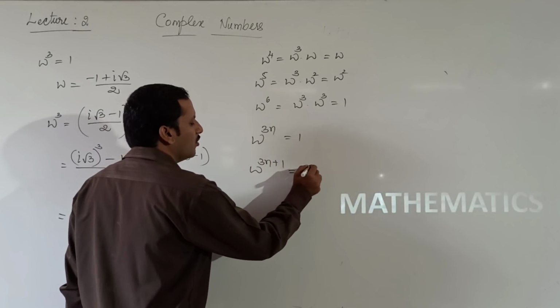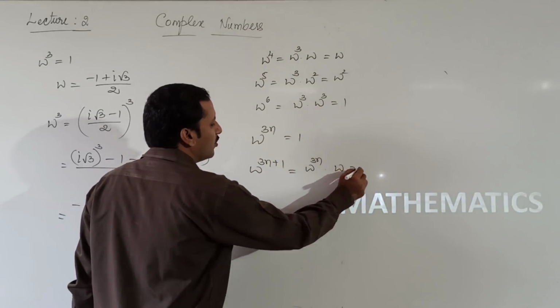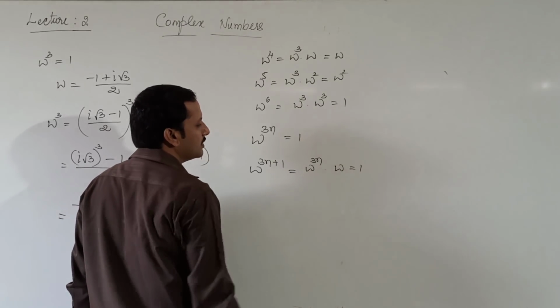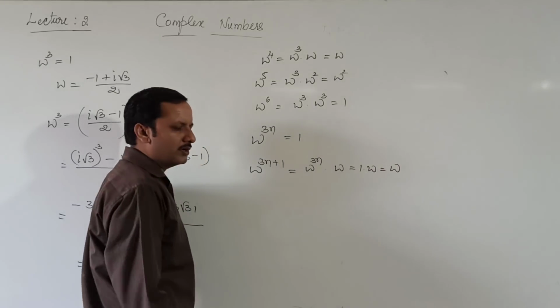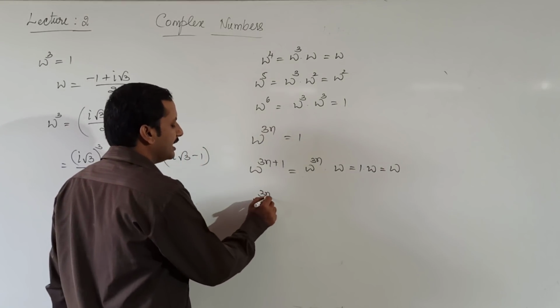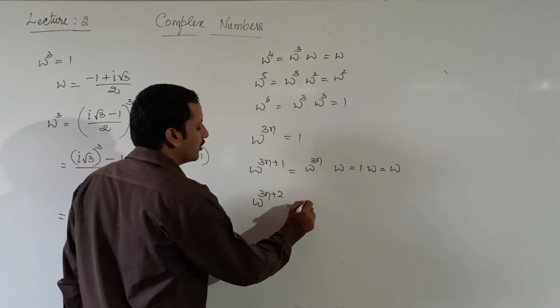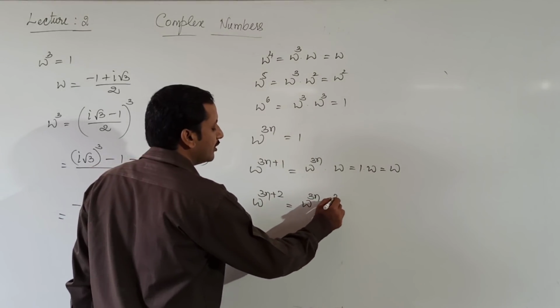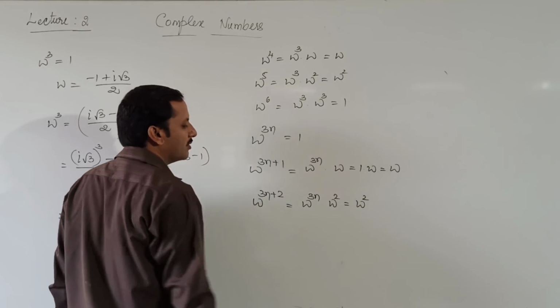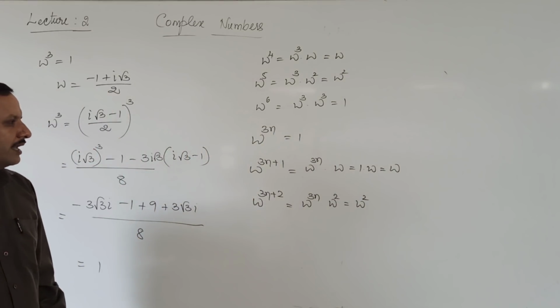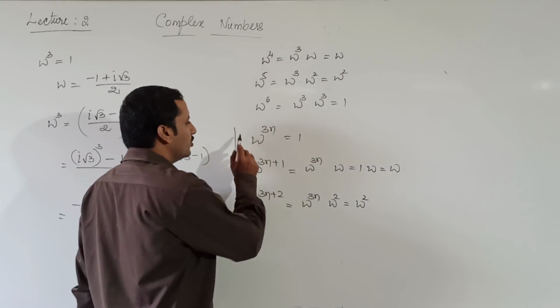Then what about omega power 3n plus 1? That's equal to omega power 3n into omega. Omega power 3n is 1, into omega, that's equal to omega. Then omega power 3n plus 2 is equal to omega power 3n into omega square. Omega power 3n is 1, so 1 into omega square is equal to omega square. So these things you must remember.